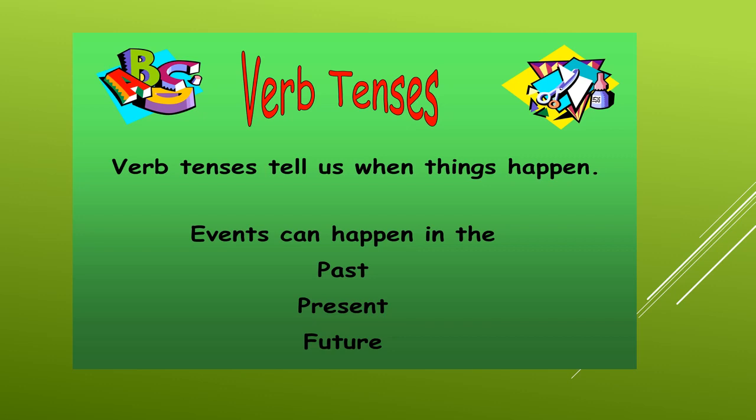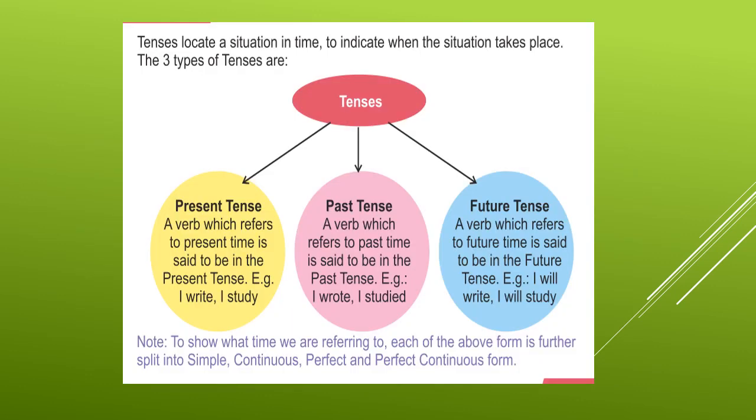Now events can happen either in the past, present or future. So as the case may be, we have three types of tenses which we have to study in grade 4. That is present tense, past tense and future tense. Now present tense means a verb which refers to the present time. And like example, whatever you're doing now, that's called present tense. Like I write, I study.